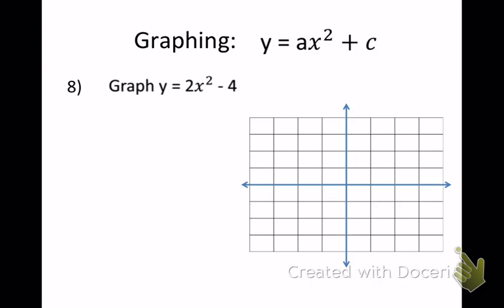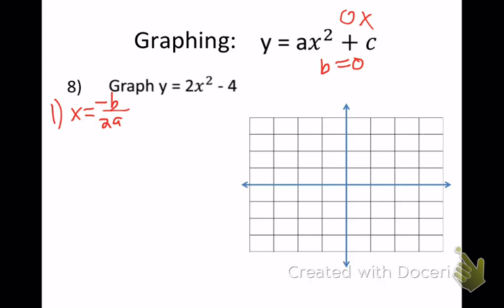Let's try number 8. It says graph y equals 2x squared minus 4. First thing is x equals negative b over 2a. As you look here, what's my b term going to be? B is 0. Does everybody see why it's 0? It's not there, so it's like saying 0x.